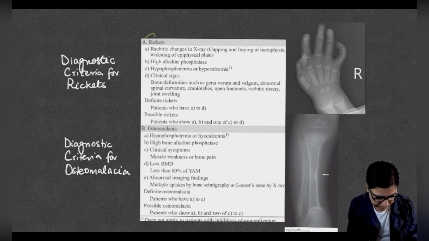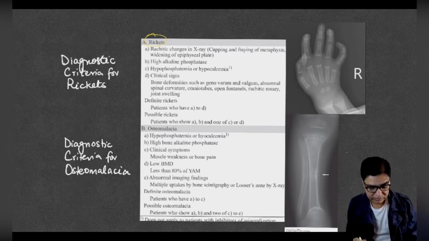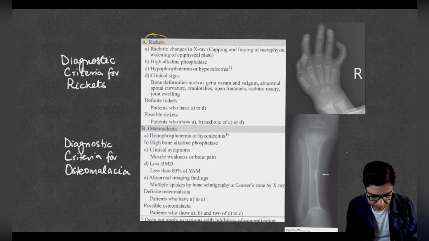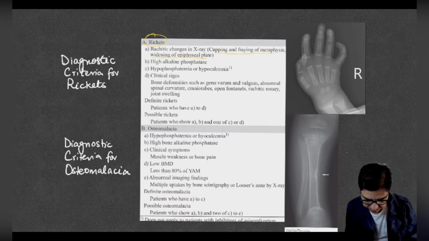So for rickets, let's start from here. For rickets, the first thing is that you must be able to see rickety changes in x-rays. So what are those rickety changes in x-ray? And I will show you the x-ray on the right side over here. Cupping and fraying of the metaphyses and widening of the epiphyseal plate. So if you look here, here is the epiphyseal plate, and if you see, there is a lot of widening. So it widens, see, and then there is also cupping and fraying. So it's fraying like this, and it's also making a cup-like structure. If you see, this is a cup-like structure.